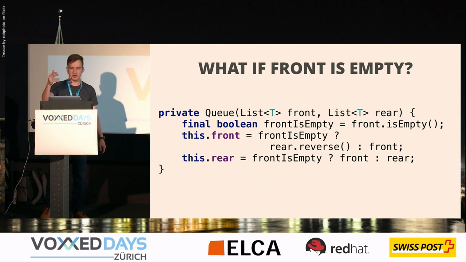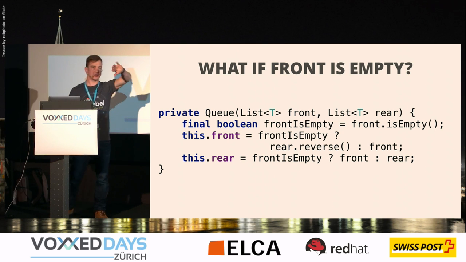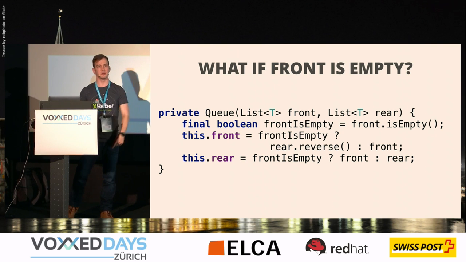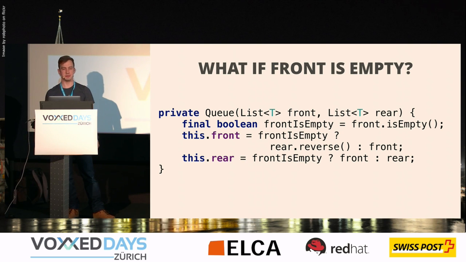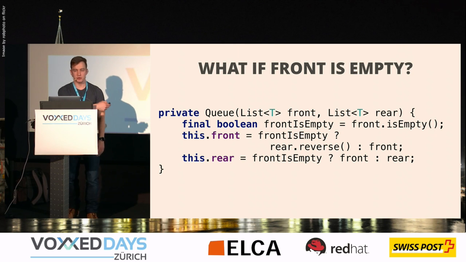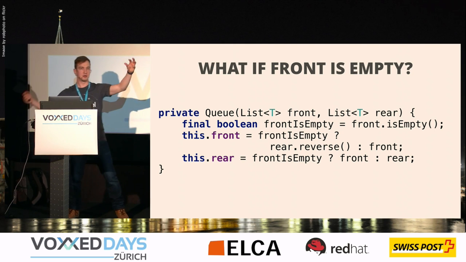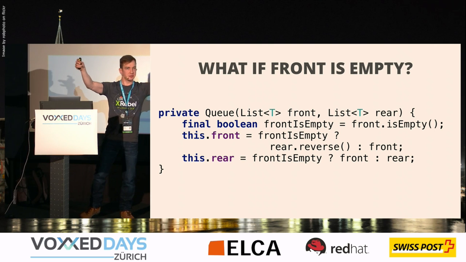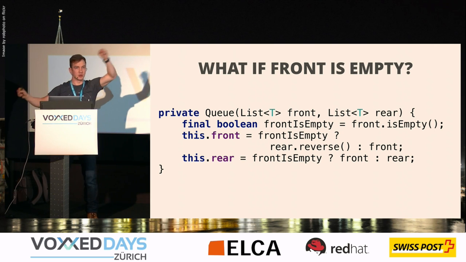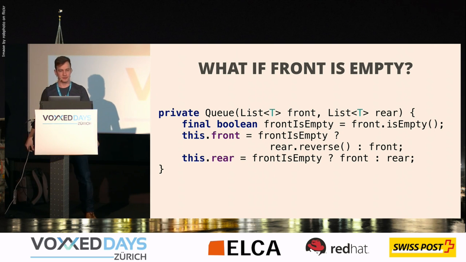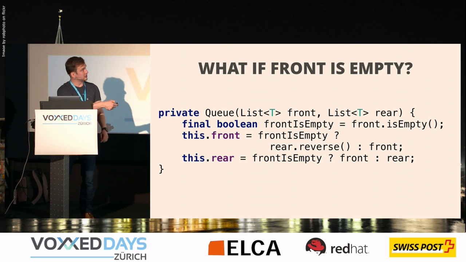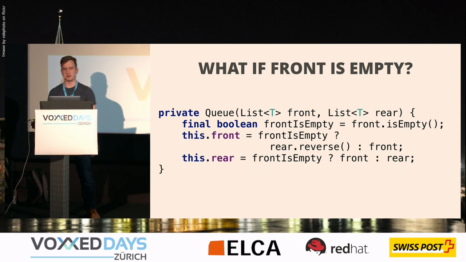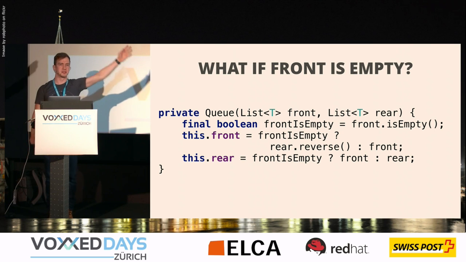So when you create a queue, if the front list that you give is empty, you just reverse the rear, put it at the front, and set the rear to empty. This is how you maintain the invariant that when your front is empty, the rear is also empty. So when your collection is empty, your queue is empty. You only need to check the front. However, you can notice that there is the reverse operation, which is an expensive one. So now we have to reason about the performance of this queue again.